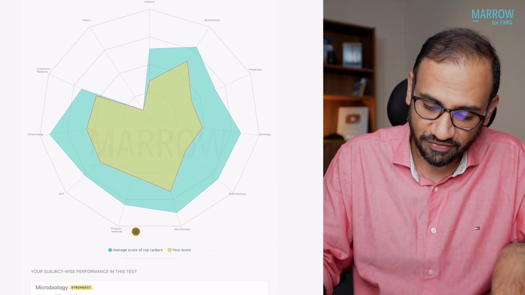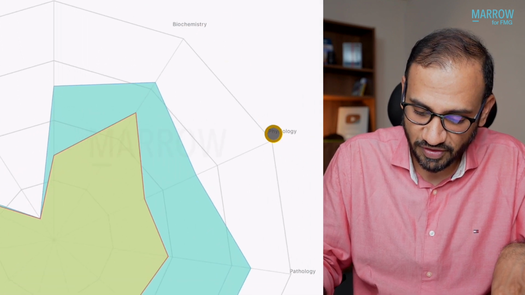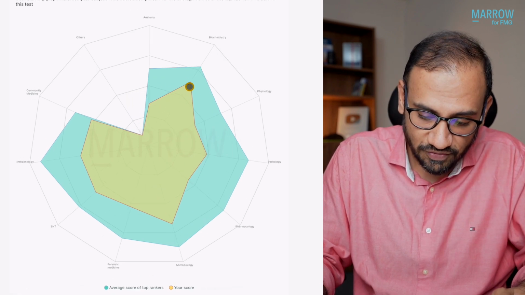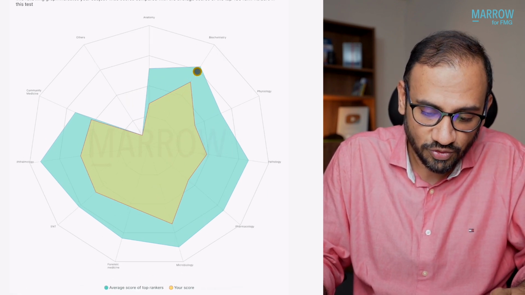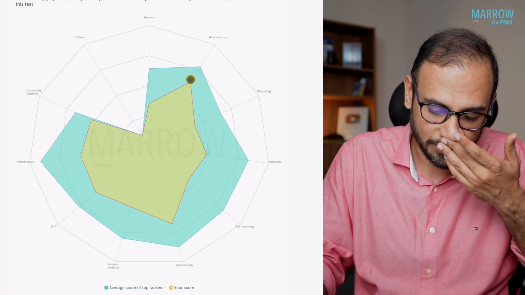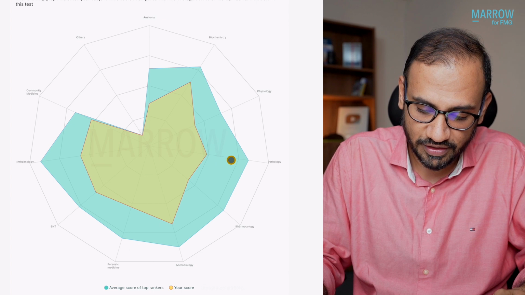So this is a spider graph. These are your subjects: biochemistry, physiology, pathology, pharma, micro, and all these subjects all around. So you are somewhere over here. You have to go closer to the subject edge. The toppers are over here, so you're far away from them. Same thing for you in pathology. You're here, toppers are over here.